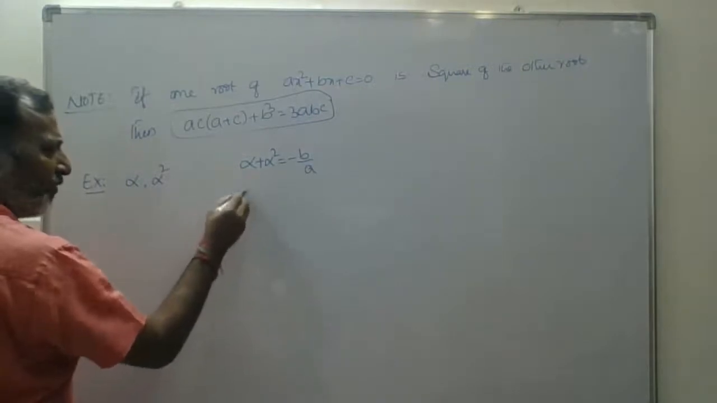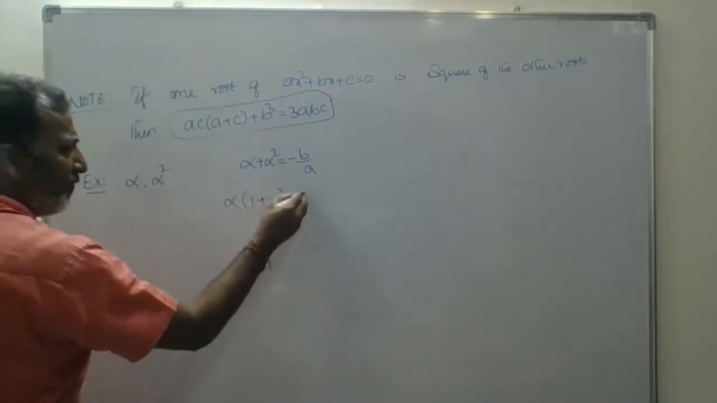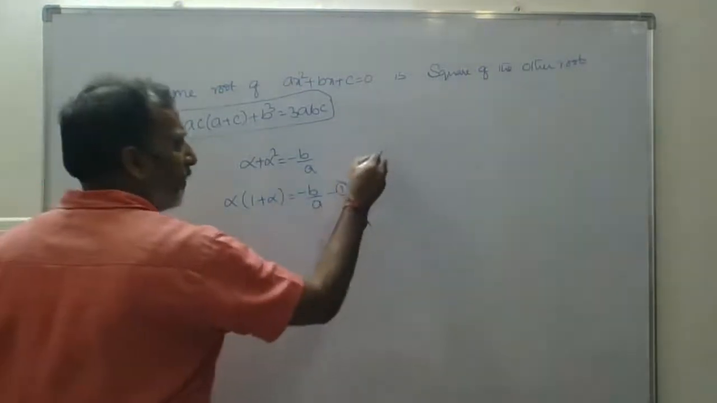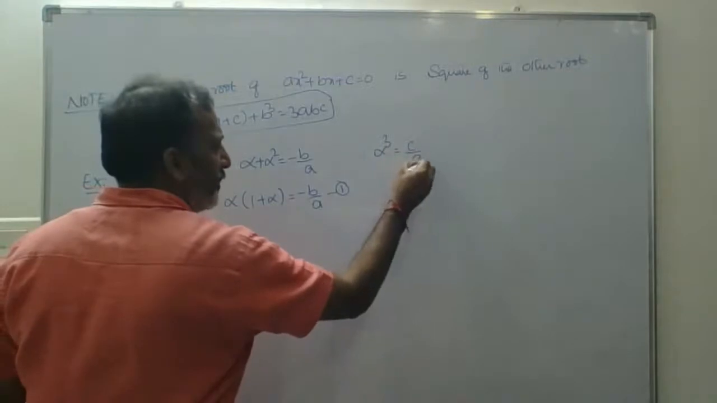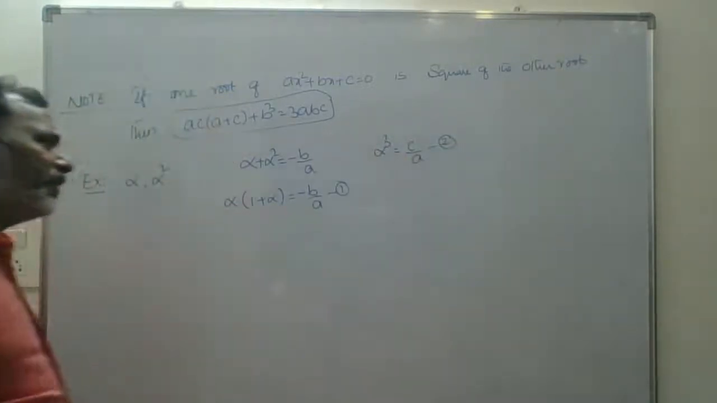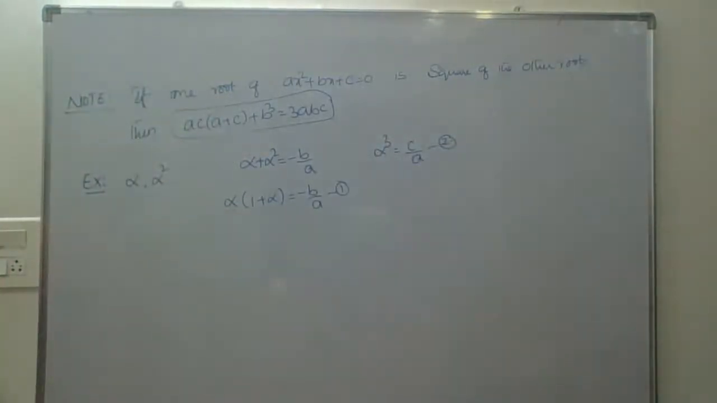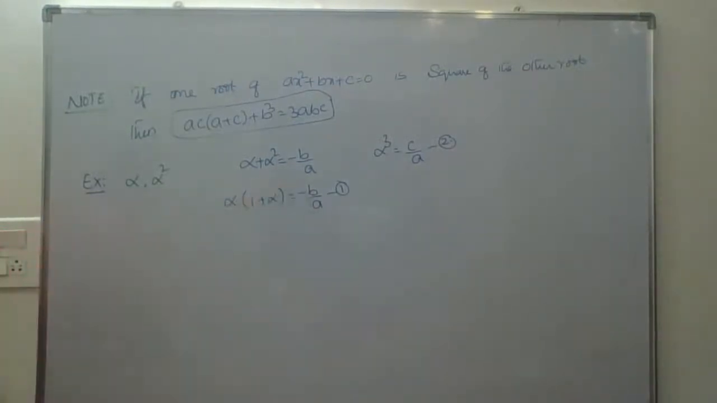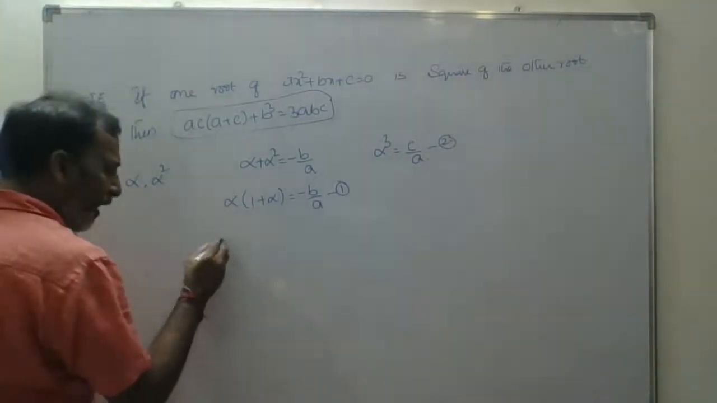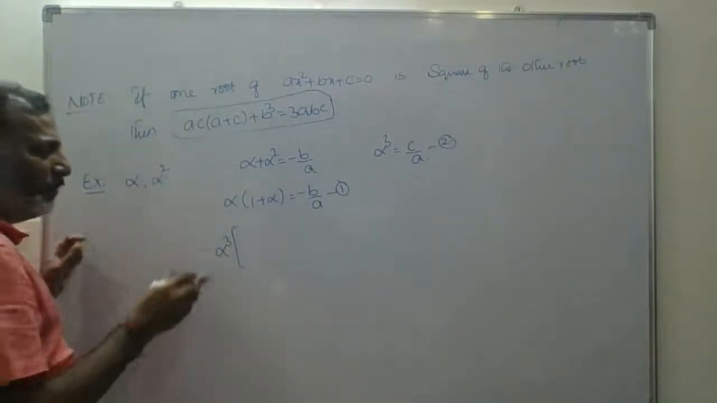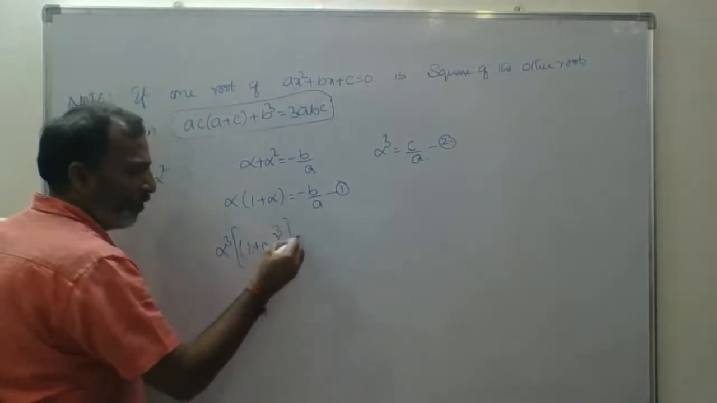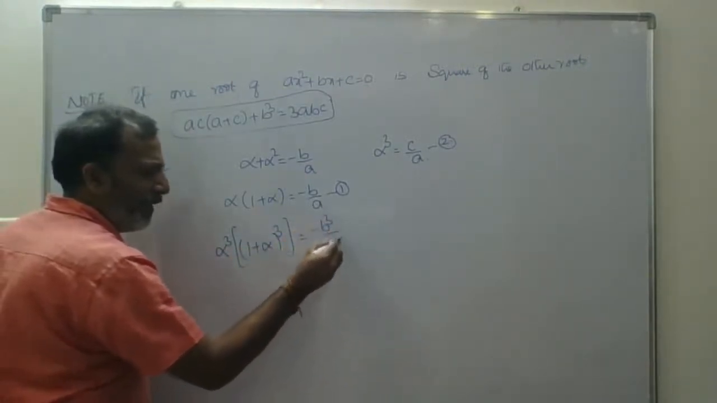From this we can take alpha common: alpha into (1 plus alpha) is minus b by a. Equation 1. What is the product of the roots? Alpha cube is equal to c by a. Equation 2. Look carefully. In the first one, I am cubing on both sides. Cubing on both sides, what do we get? Alpha cube into (1 plus alpha) whole cube is equal to minus b cube by a cube.